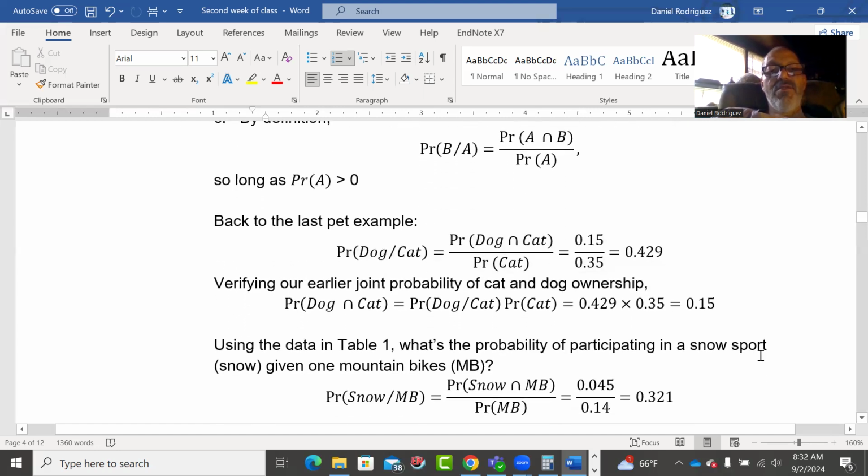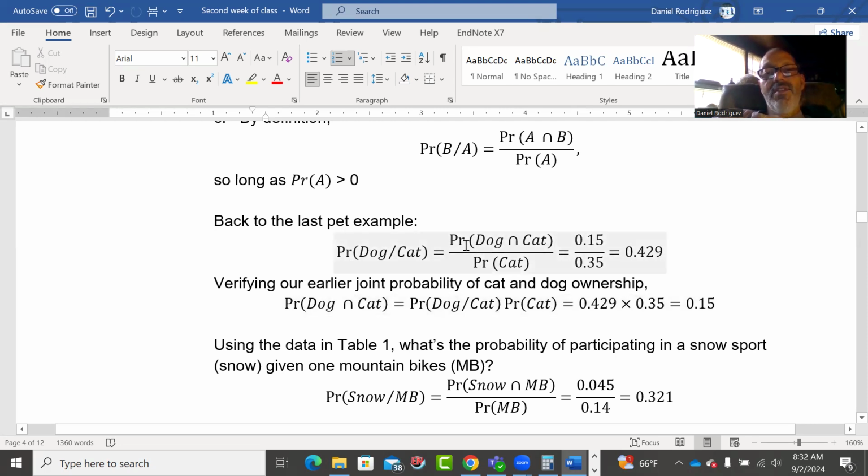So let's verify our joint probability of owning a dog and a cat. I gave you earlier, it was 0.15, right? What we do here is we just rearrange the equation, right? If I want to know what the probability of owning a dog and a cat is, I'd multiply both sides by the probability of owning a cat. So that would cancel out the probability of owning a cat here, and we'd put it over here, right? And that's what I did here.